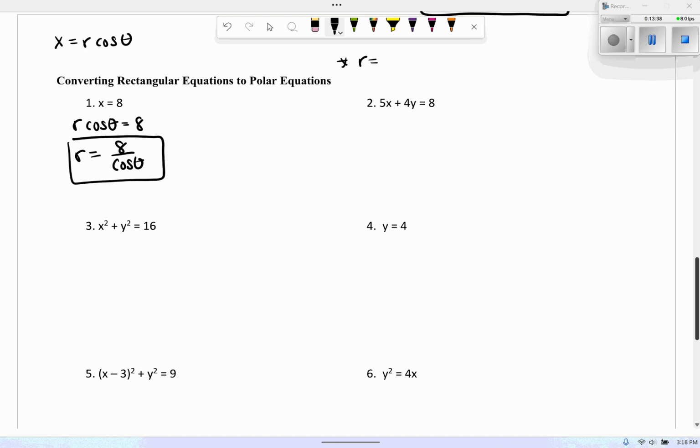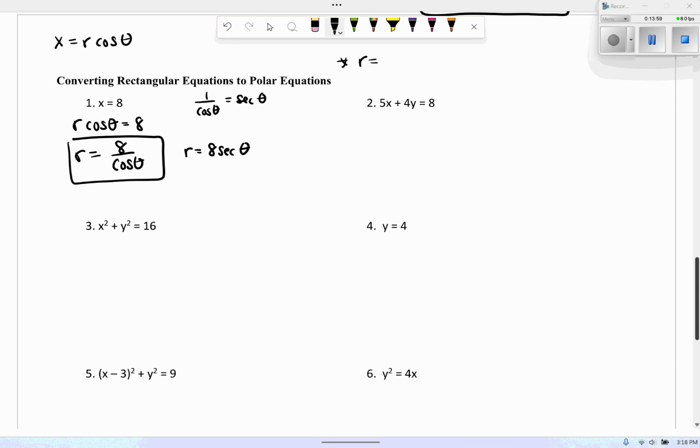You could also use your reciprocal functions as well. Remember that 1 over the cosine of theta is equal to the secant of theta. So we could also write this as r equals 8 secant theta. It would be the same thing. So it doesn't matter how you want to write it.